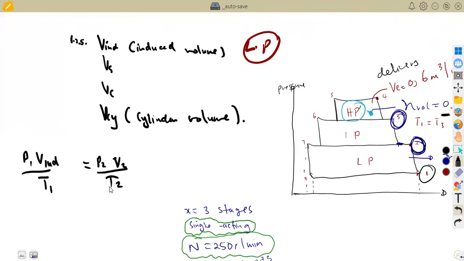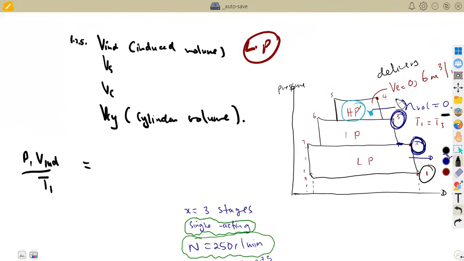Yes, we've got P2 and T2, but we do not have V2. So it means this is going to limit us. So what do we do? We have to equate to any part that is complete. P3, V3, we do not have V3.